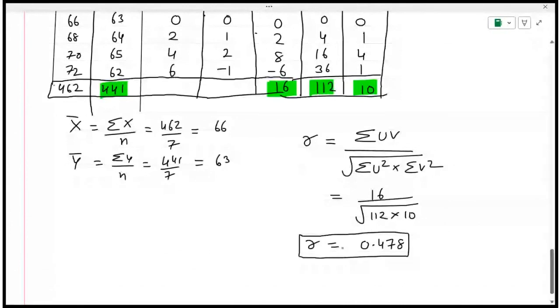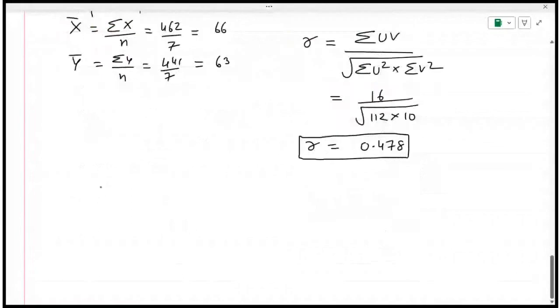This value should always be between -1 and +1. If R is +1, it means there is a perfect positive correlation. If R is 0, it means there is no correlation. If R is -1, then you can say that there is perfect negative correlation. So you can write this little note that R is always between -1 and +1.